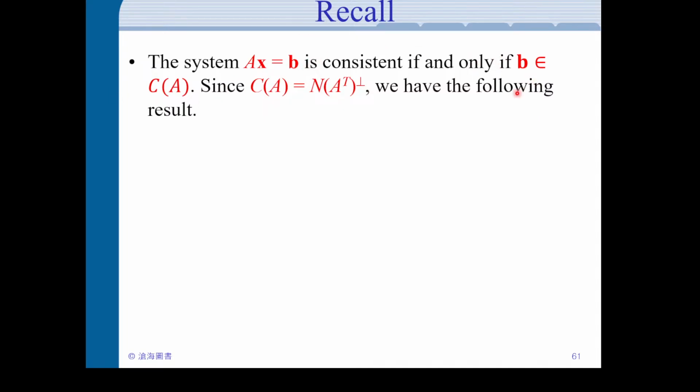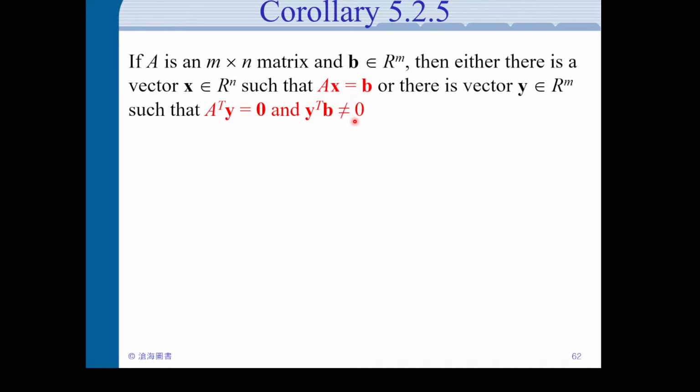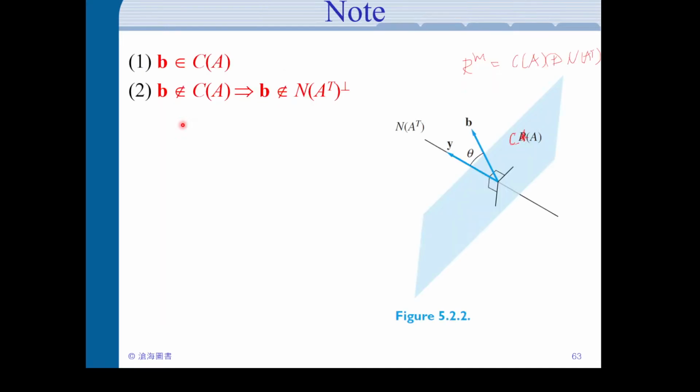So b can be written as something inside the column space plus something inside the null space of A transpose. Because those two are complements to each other, we have this result. So b is either inside the column space, so Ax is equal to b is consistent, or there is some y such that A transpose y equal to 0, and y and b have a non-zero inner product. And I think it's easier to see in this way.